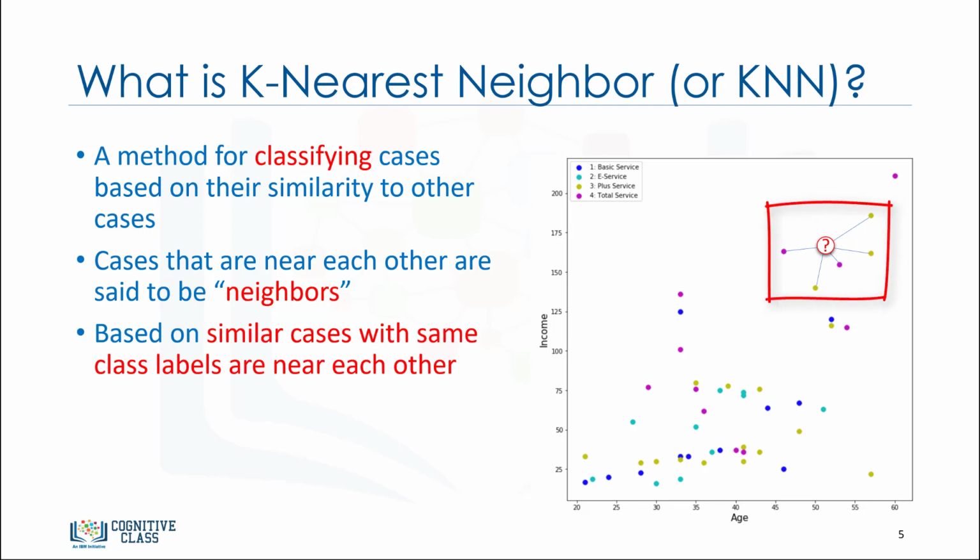K-nearest neighbors is based on this paradigm. Similar cases with the same class labels are near each other. Thus, the distance between 2 cases is a measure of their dissimilarity. There are different ways to calculate the similarity, or conversely, the distance or dissimilarity of 2 data points. For example, this can be done using Euclidean distance. Now, let's see how the k-nearest neighbors algorithm actually works.